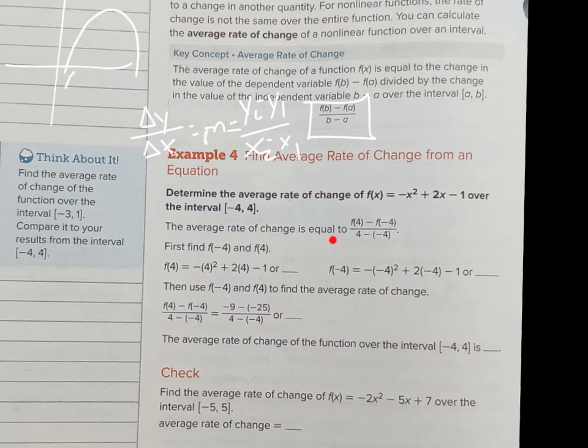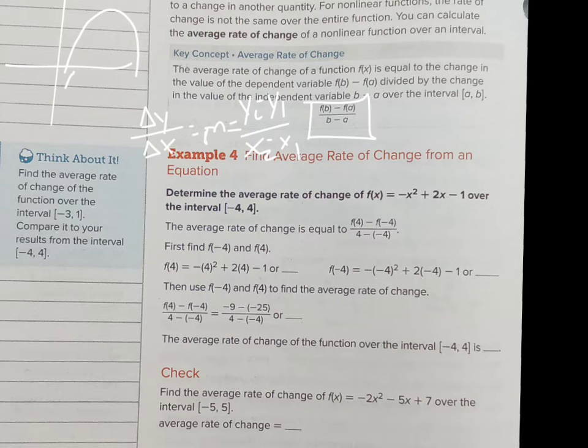Right, the average rate of change is equal to these two things subtracted, right? So 4 minus negative 4, and f of 4 minus f of negative 4. And so then we've got to find these y values. We've already been given the x values, so let's find the y values now. All right, so we find those by plugging them in.